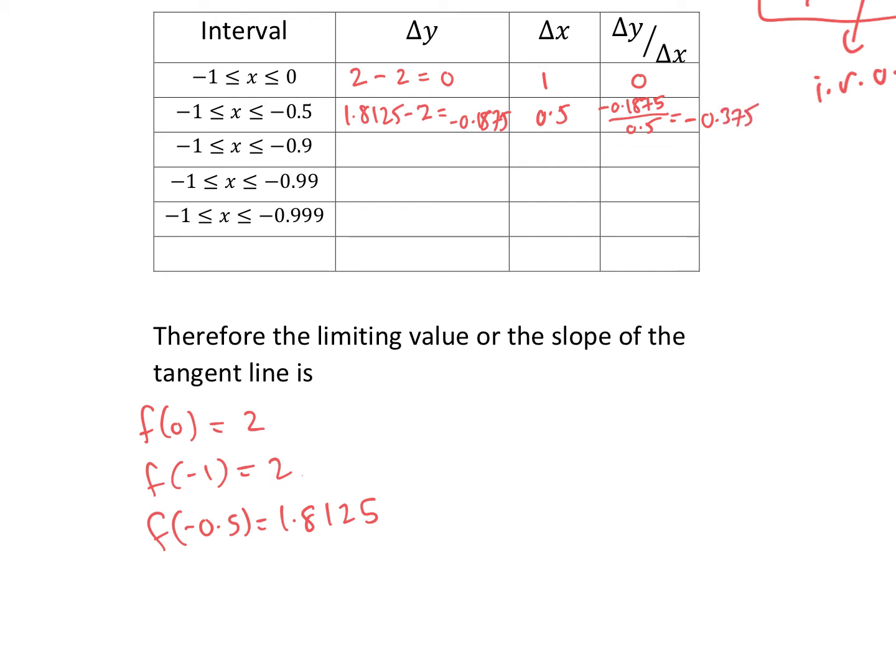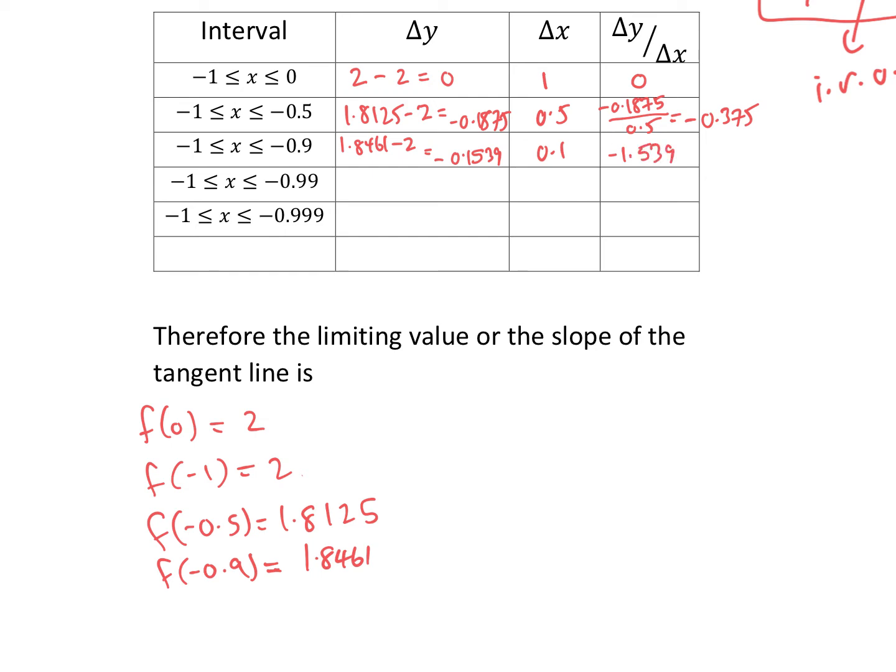which equals -0.375. Then I'm going to move the point a little bit closer, this time to -0.9. Plug that into the equation. And so we'll have 1.8461 minus 2. And that works out to be -0.1539. Then we have -0.9 plus 1 is 0.1. And delta y over delta x will be -1.539.